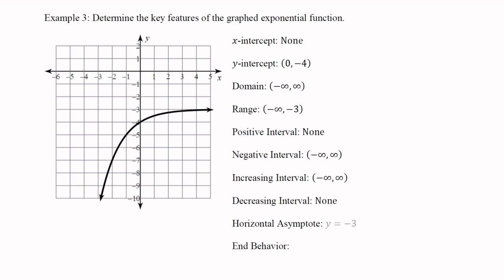Our horizontal asymptote is at y equals negative 3, and as we take a look at our end behavior, as x approaches infinity, f of x approaches our asymptote, which is negative 3, and on the other end, as x approaches negative infinity, f of x is pointed downward, also approaching negative infinity.